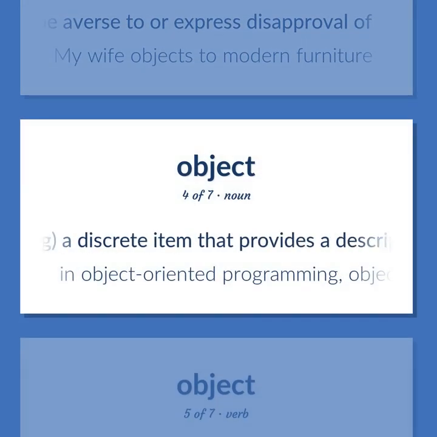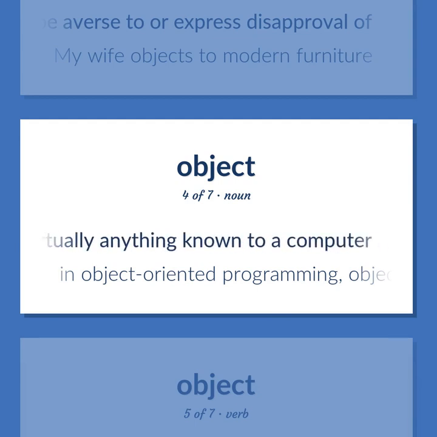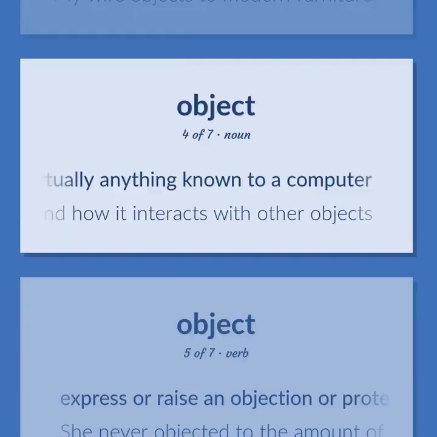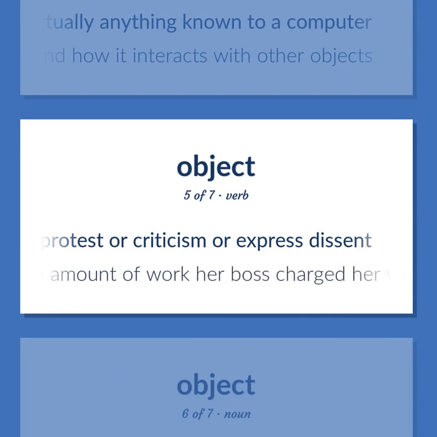Computing. A discrete item that provides a description of virtually anything known to a computer. In object-oriented programming, objects include data and define its status, its methods of operation, and how it interacts with other objects. Express or raise an objection or protest or criticism or express dissent. She never objected to the amount of work her boss charged her with.